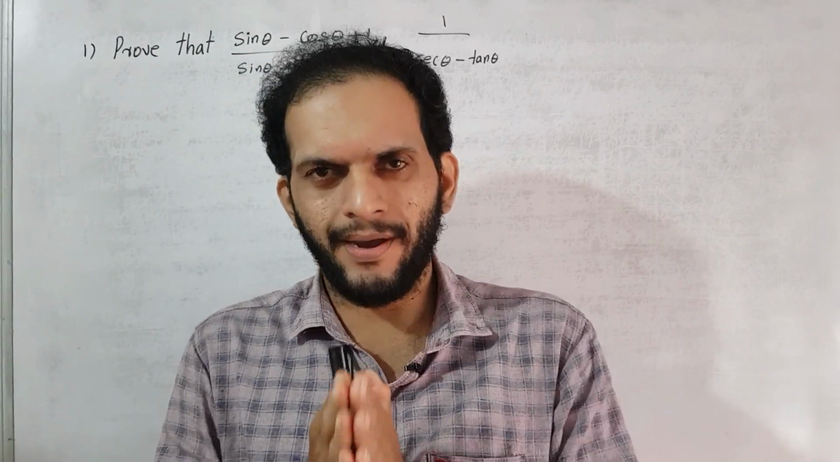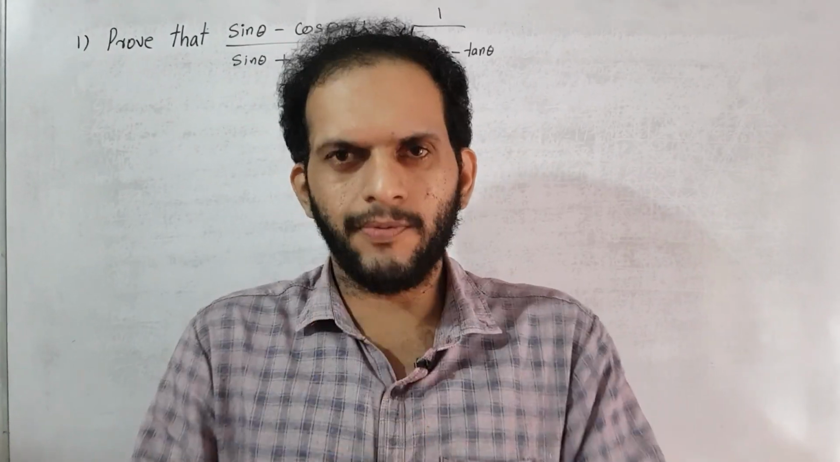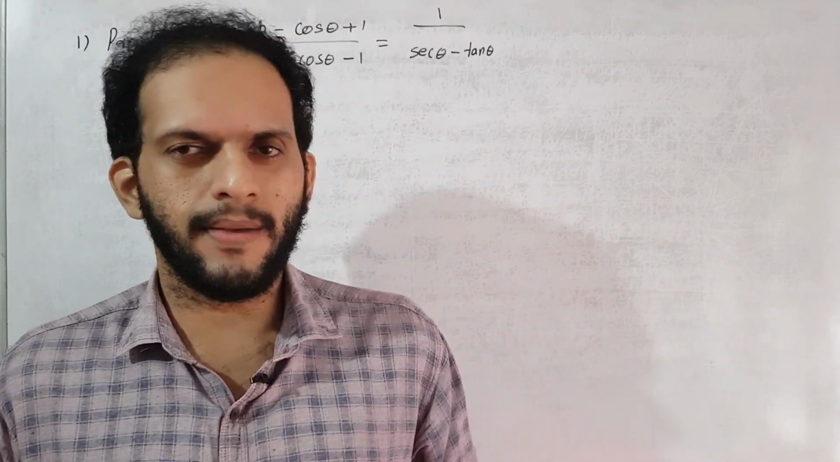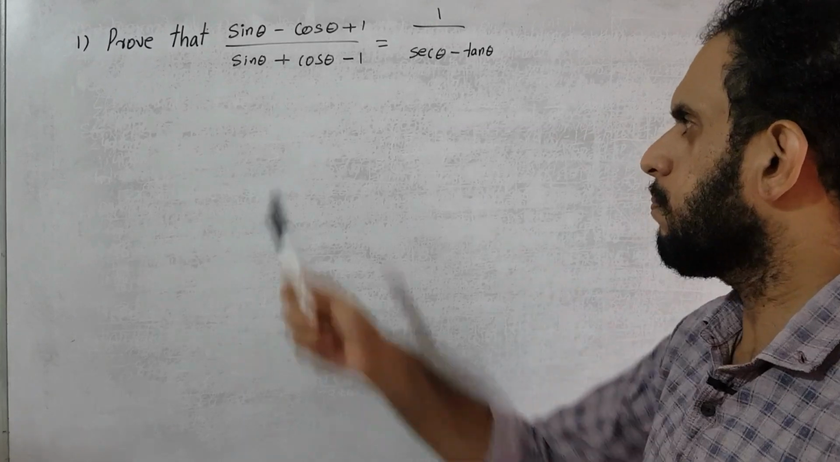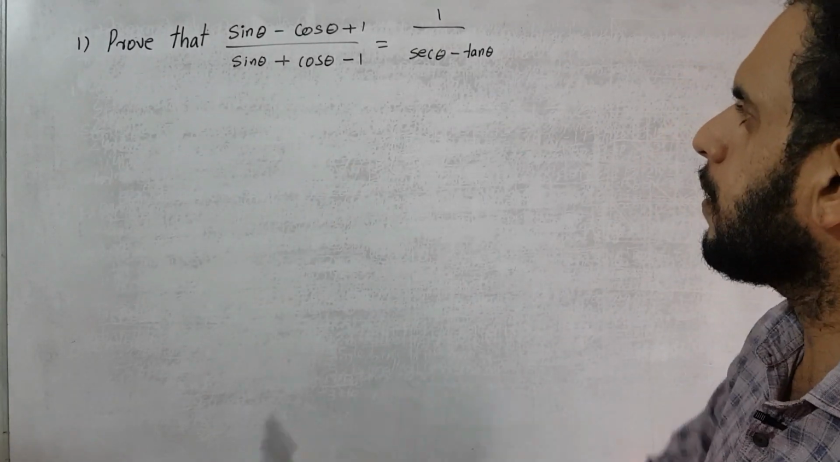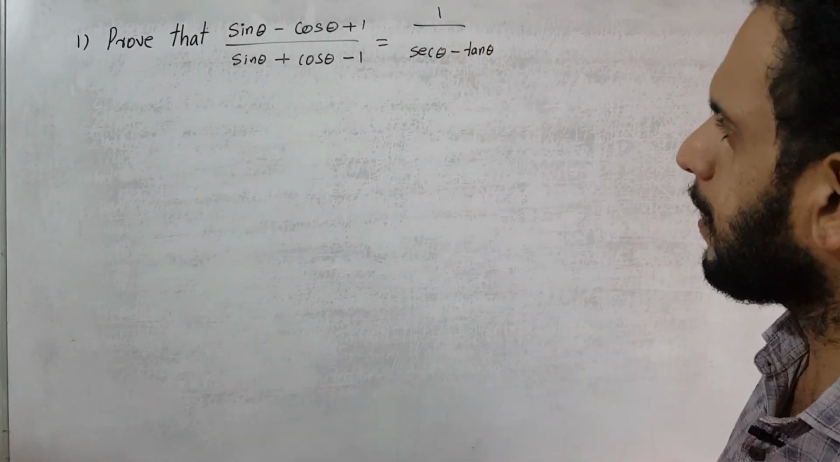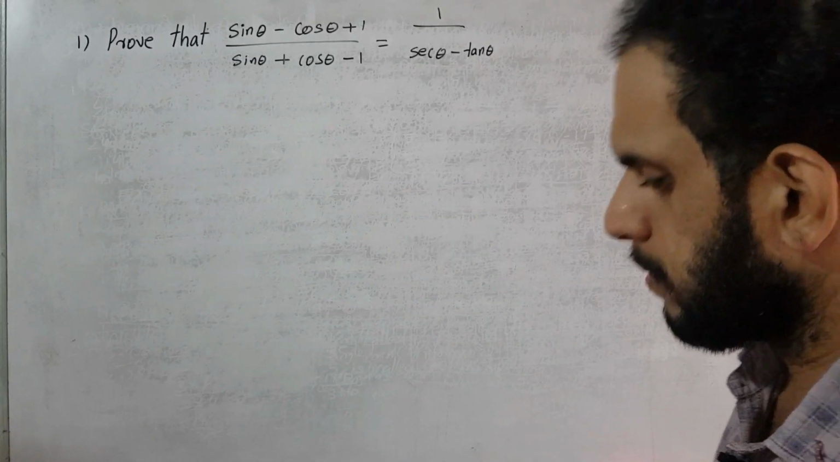Next, we are discussing the next question. The question is the same. Prove that (sine theta minus cos theta plus 1) by (sine theta plus cos theta minus 1) is equal to 1 by (sec theta minus tan theta).